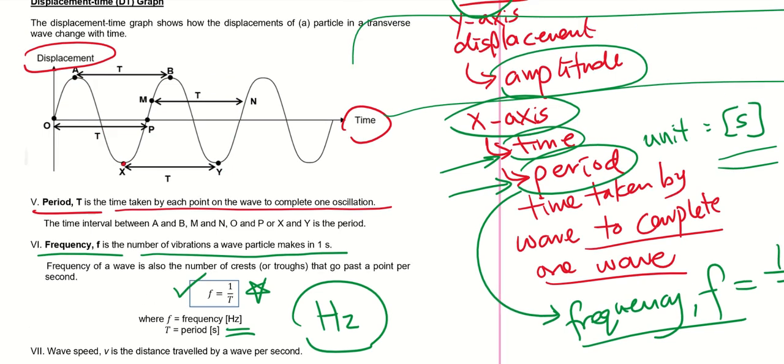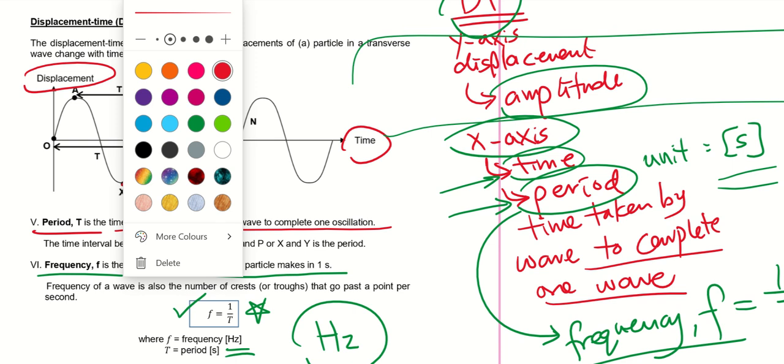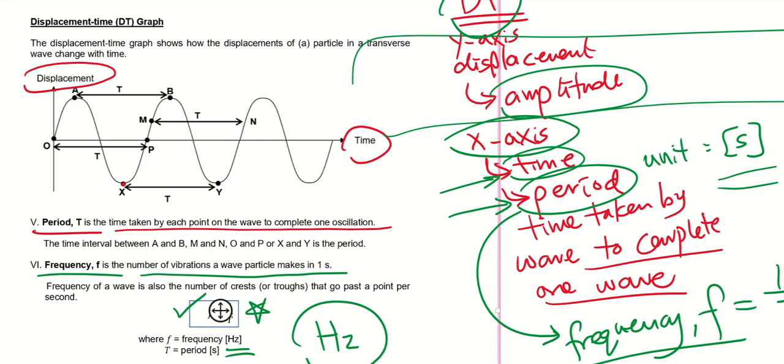I think this part was lost in my notes, so I'll just talk about it. If I were to start from here, how does this wave complete one wave? It will have to go to the highest point, come back to its same position as before, then go to the lowest point and end up back in the same place as it was. So this is the particle.